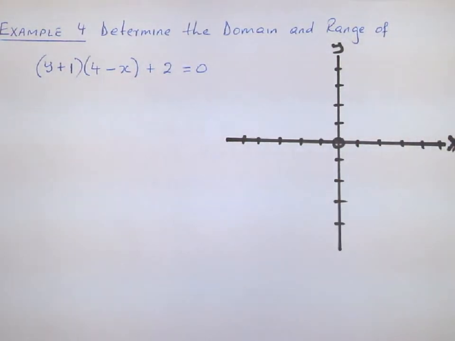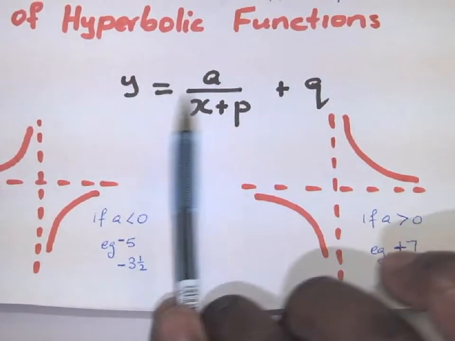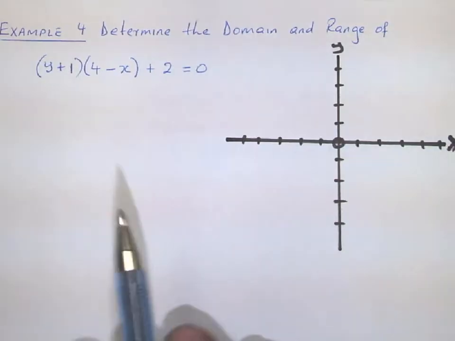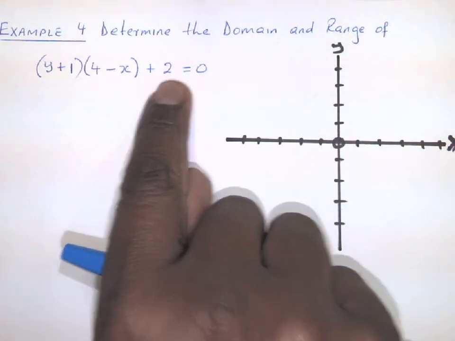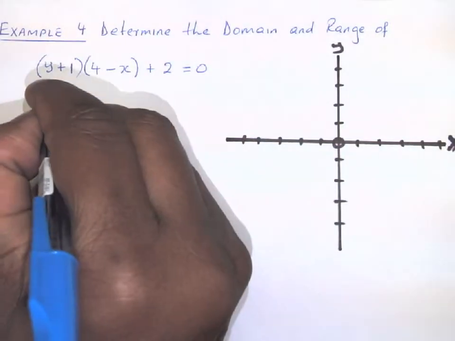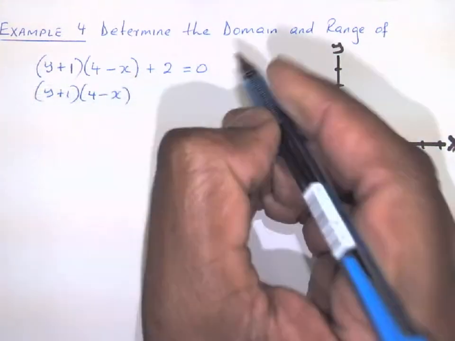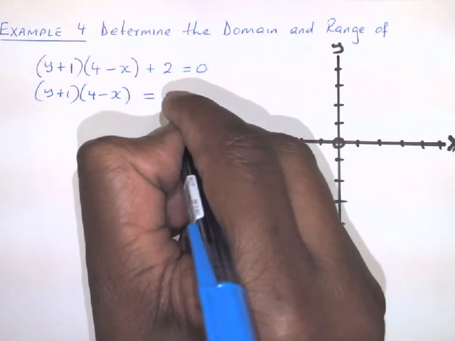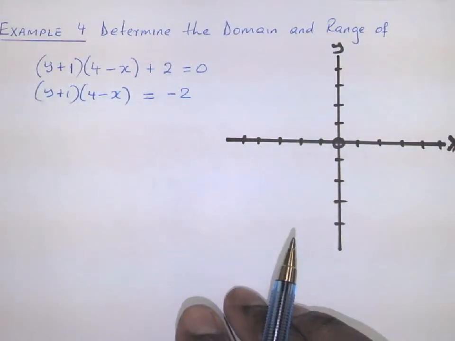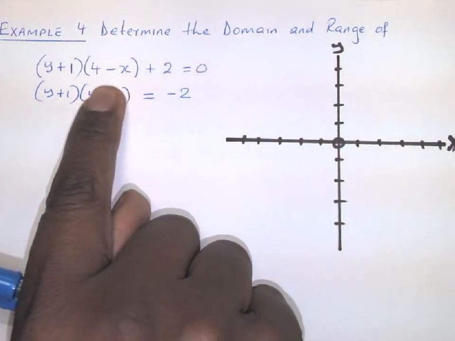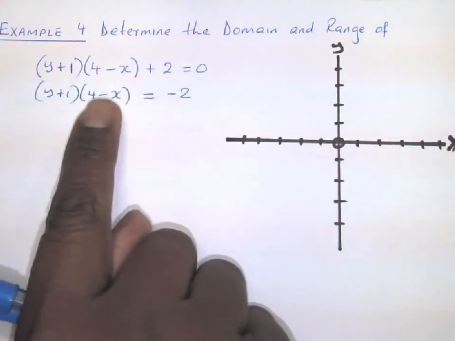Let's look at this interesting one. You can see that it is not similar to all that we're doing. Even the equation here is not in that format. But you can manipulate this and see what happens. Check, if I take the 2 to the other side, I'll be left with y plus 1 multiplying 4 minus x, which is equal to negative 2. That looks nice now. Let's look at this. You see, this thing here is multiplying that. Let us get rid of this.